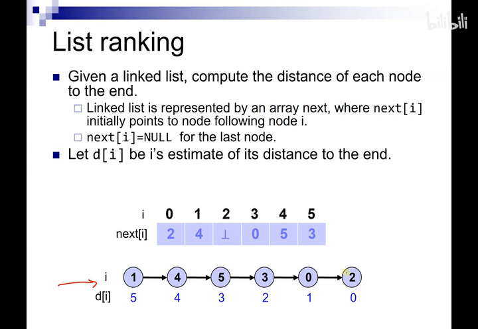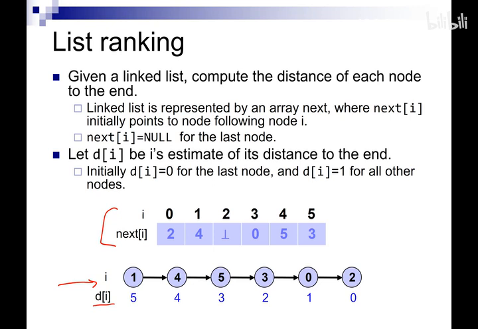After 2, we have this node 0. 0 says that the next node after 0 is 2. Before the 0, we have a 3, and the 3 says that the next node after 3 is the 0. And so on. So this is our input, this is how the input is represented. The output is for each node to compute its distance from the head of the linked list.